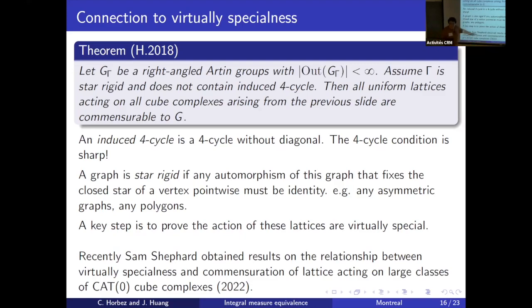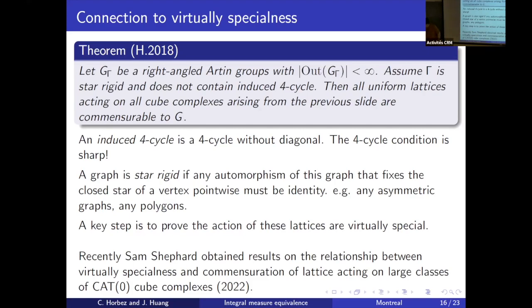It's Sam Shepherd, who is actually here. He obtained a result on the relation between virtual specialness and commensurability for a very large class of CAT(0) cube complexes. Okay, so that's how things are related to each other.